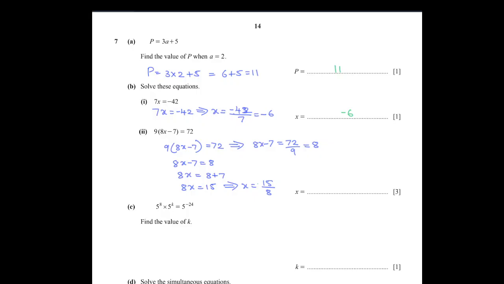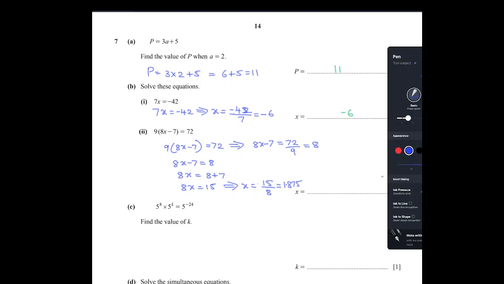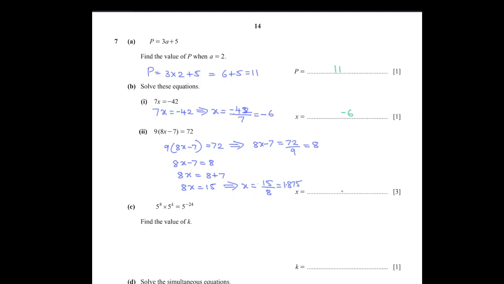So you can find the answer in calculator. What is the value of x? 15 divided by 8 is 1.875. So write down the answer. Question number B is done.